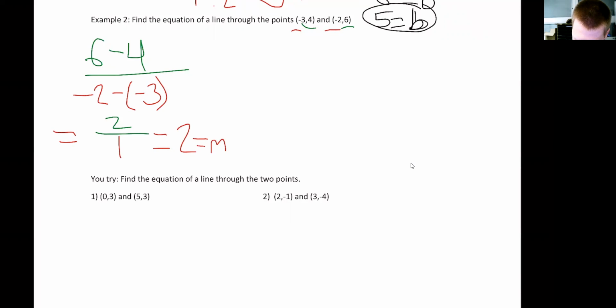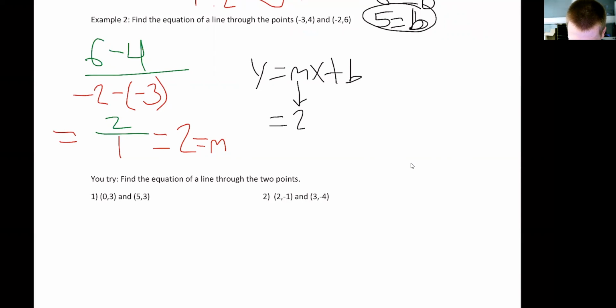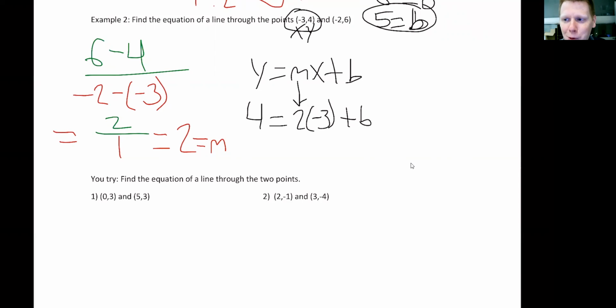Then from there, we're going to use one of our points. We have to find our b, remember. So we're going to use this y equals mx plus b formula. I know my slope is 2. You're going to use one of your points as your x and y. It really doesn't matter. In this case, you have a negative and a positive, so maybe I'll use this first point. If I plug in, my y would be 4, my x would be negative 3, and then plus b. Just make sure whatever point you use, you use the x and y from the same point. Don't mix and match. That's something I sometimes see.